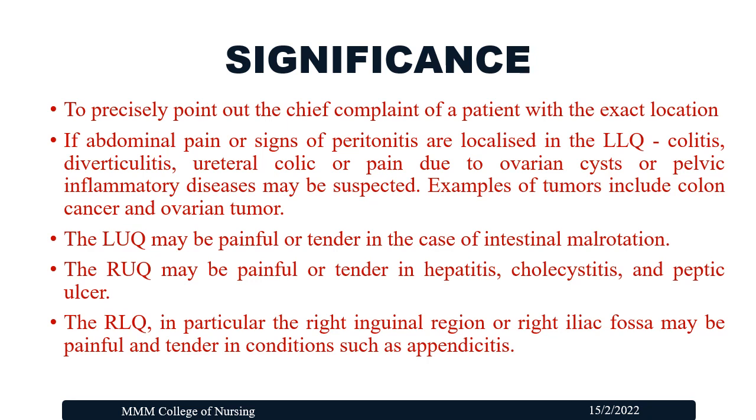In the left upper quadrant, the pain can be because of intestinal malrotation. In the right upper quadrant, it can be because of hepatitis, cholecystitis and peptic ulcer. And finally, in the right lower quadrant, the pain can be because of appendicitis.